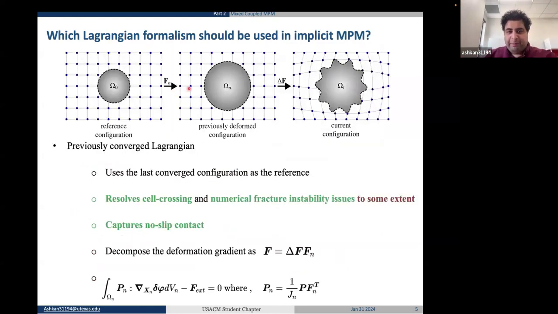What we did previously was a converged Lagrangian formulation, which means we decompose the deformation gradient as delta F multiplied by F_n and use the last converged configuration as the reference. In our solver, like finite element, we have some load steps and we have some Newton iterations. We just update the grid at the start of each load step. Doing this, it resolves cell crossing and numerical fracture instability to some extent because it reduces the motion of material points in the domain, and it also captures no slip contact.